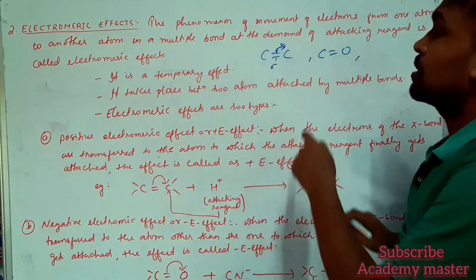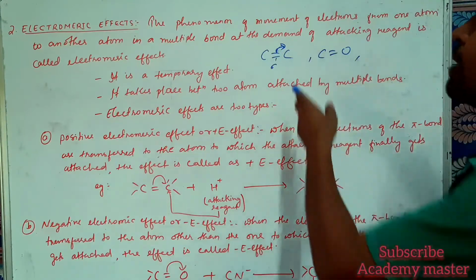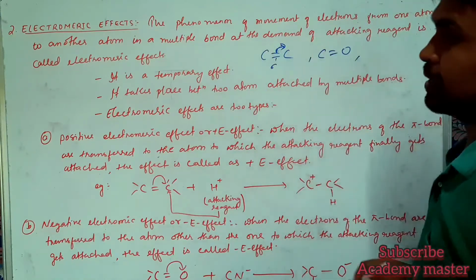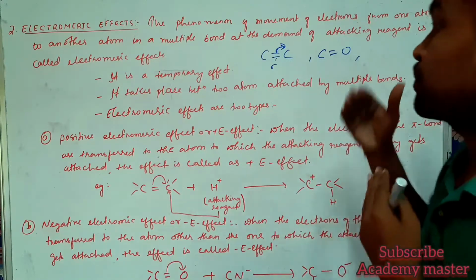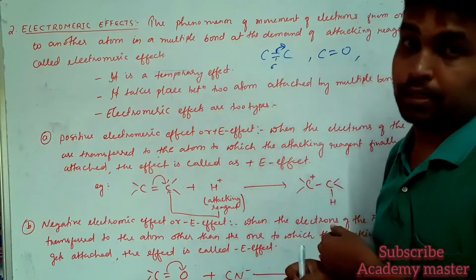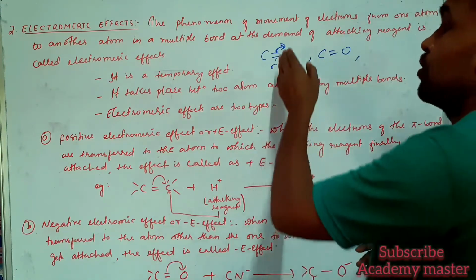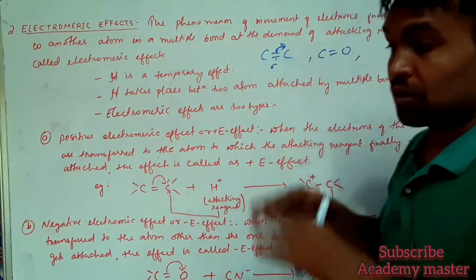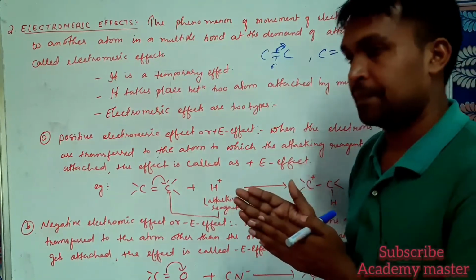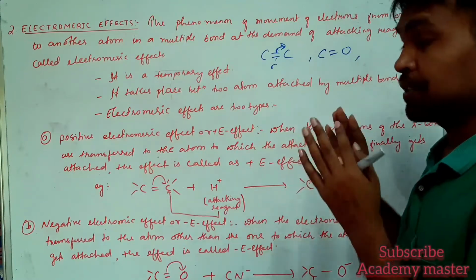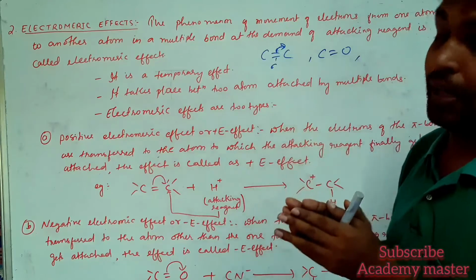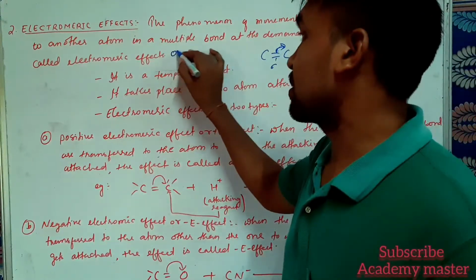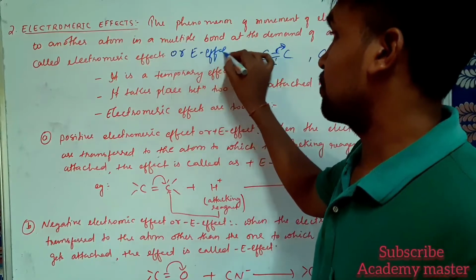Why are the pi electrons moving, and why is this bond getting cleaved or broken? Because of the demand of the attacking reagent. The attacking reagent wants this bond to be broken and the electrons to be shifted to the other atom. This phenomenon of breaking a pi bond in a multiple bond and shifting the electrons to another atom at the demand of an attacking reagent, we call the electromeric effect, or in short the E effect.